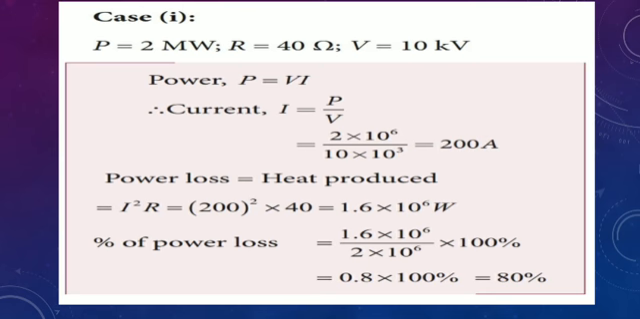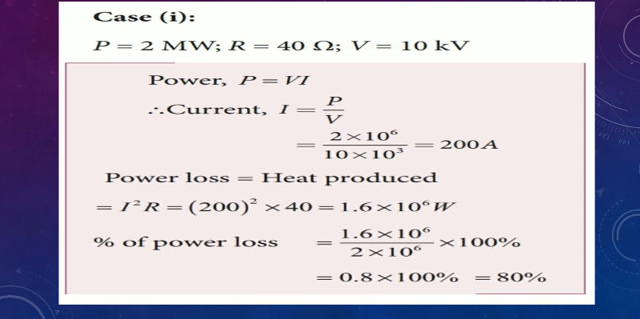The power loss is equal to the heat produced. So what is the power loss? It is the square value of the current and the resistance. So we have the current, therefore 200 square into 40. What will come? 1.6 into 10 power 6 watts. Power is measured in watts, therefore 1.6 into 10 power 6 watts.